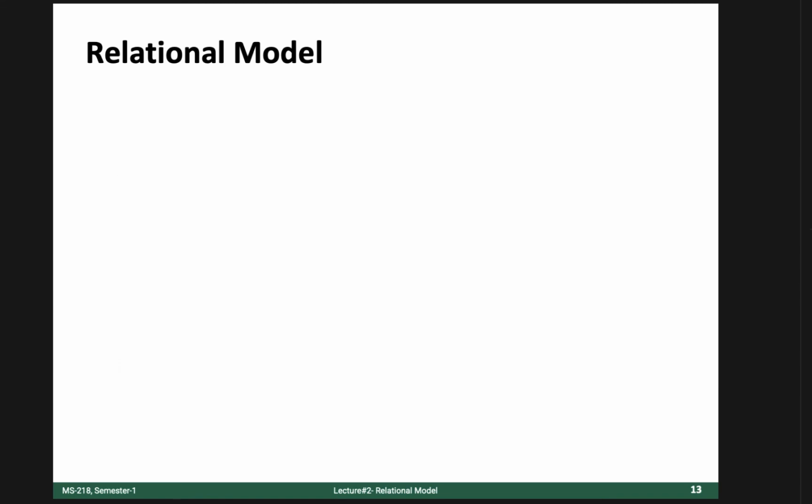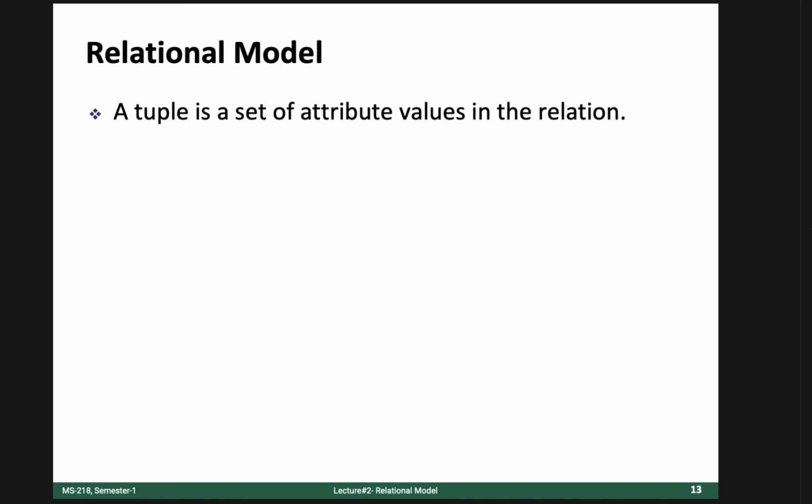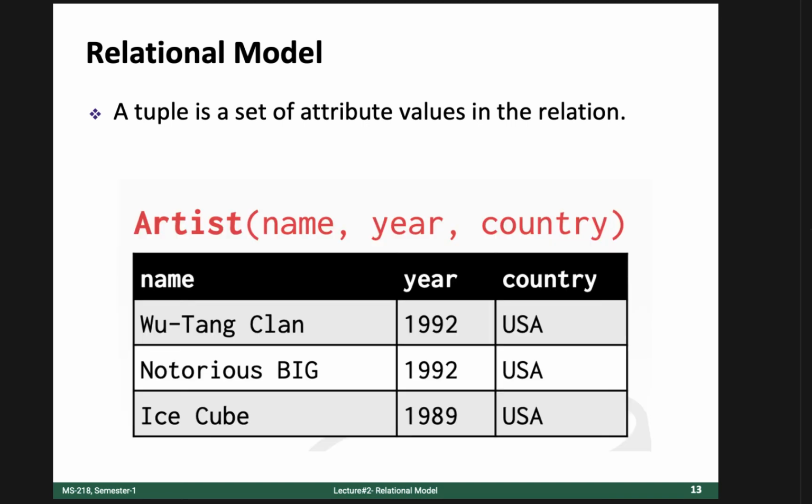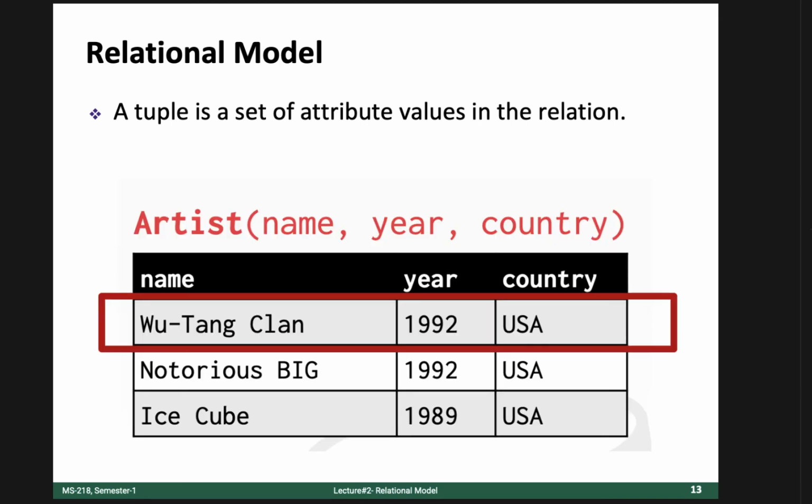A row in a database we can call a tuple. A tuple is a set of attribute values in the relation. So this row is one tuple. How many tuples are there in this relation?